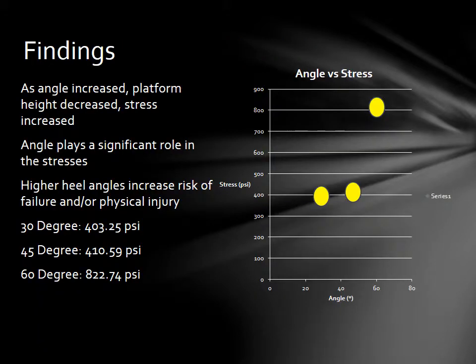Our findings: with a heel cross-section area of 1/8 inches squared, we saw that at 30 degrees, the stress was 403.25 psi. At 45, it was slightly greater, though not very much, at 410.59 psi. However, at 60 degrees, we saw a significant jump all the way to 822.74 psi. What this means is, though we don't have enough data points to confirm, it is likely an exponential increase.